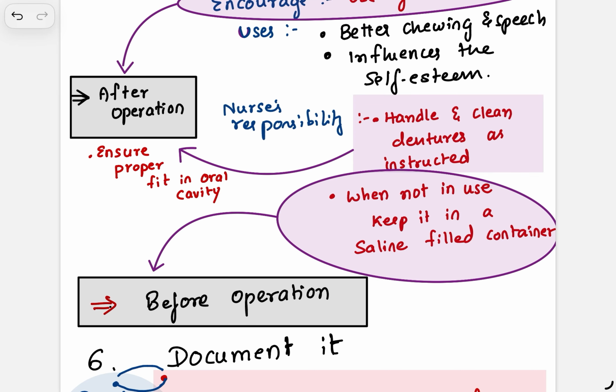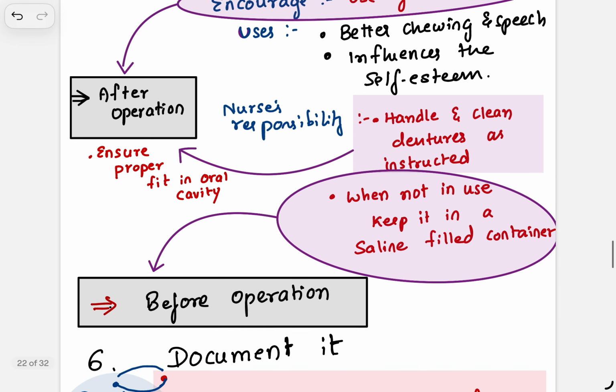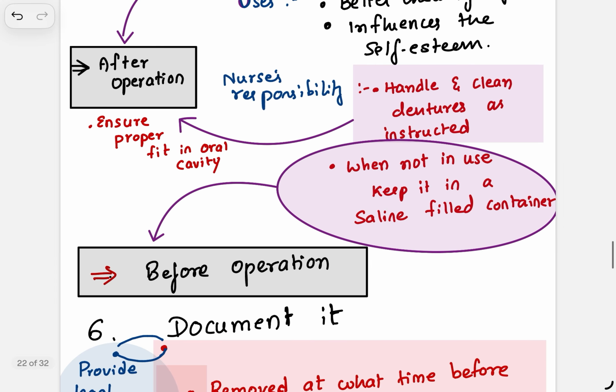So, what is the nurse's responsibility? The nurse's responsibility is to handle and clean the dentures as instructed after the operation. So, after the operation, we need to handle it with the steps I mentioned. You should do that. Clear? And ensure the proper fit into the oral cavity.